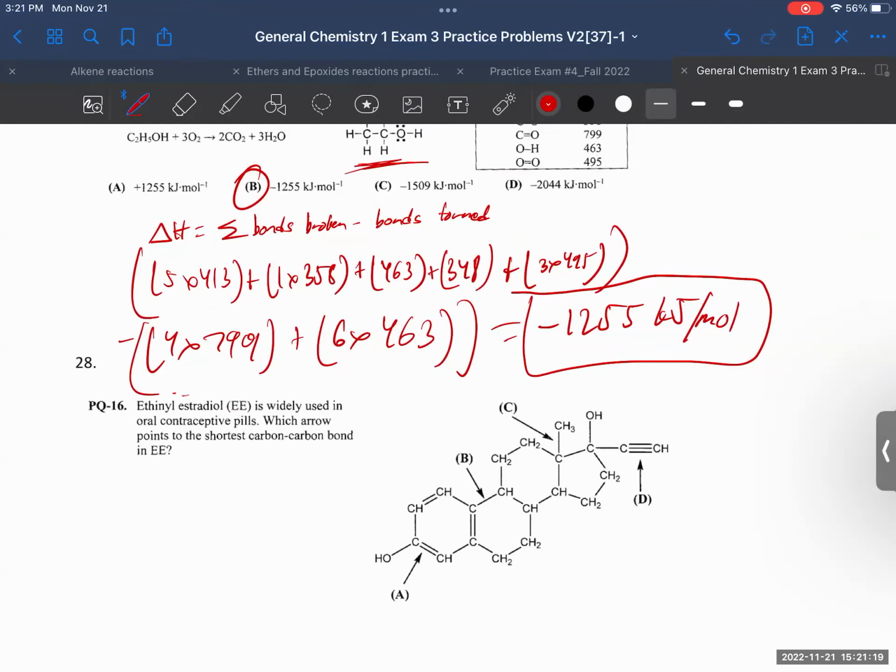All right, got time for a couple more. Ethinyl estradiol, or EE, is widely used in birth control. Which arrow points to the shortest carbon-carbon bond? D. Why is it D? Because it's a triple bond. They're held by sigma bonds and two other pi bonds, and pi bonds are very strong. This looks like an interesting alkyne.